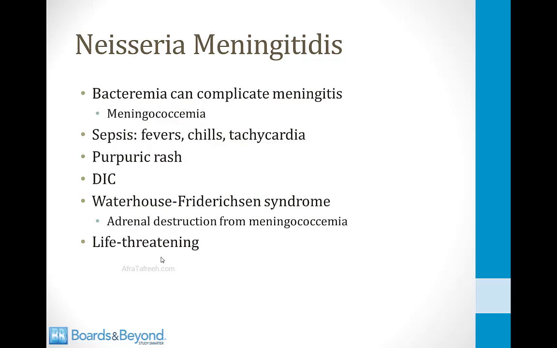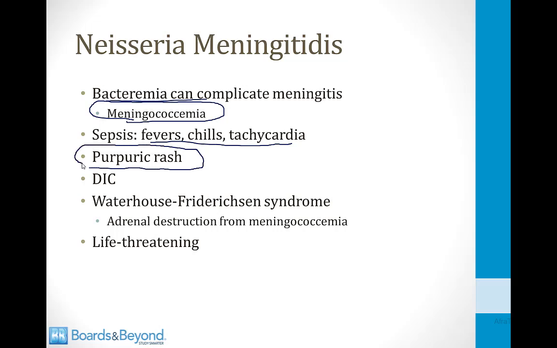Patients who get meningitis from this bug can get bacteremia complicating the meningitis, and this is called meningococcemia. It's a very life-threatening and severe illness. People will have symptoms of sepsis, like fevers, chills, and tachycardia. They often get a purpuric rash, so someone who has meningitis and then develops a rash, it's very concerning that the bacteria has gotten into the bloodstream. There's a high frequency of developing disseminated intravascular coagulation. Patients with meningococcemia can develop the Waterhouse-Friderichsen syndrome. This is where they have adrenal destruction from meningococcemia.